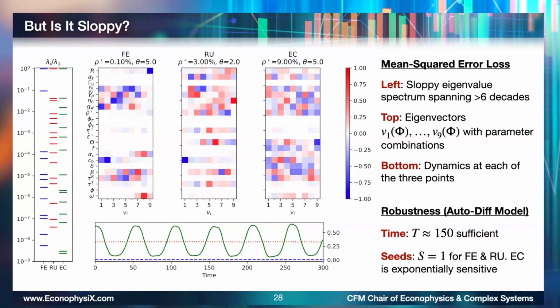Because in this case, using the mean squared error that we're using, you have an exponential sensitivity because you can shift the frequency slightly. And so if you have more and more time, you basically increase the loss a lot. But for this case, even the eigenvectors here too are relatively consistent.